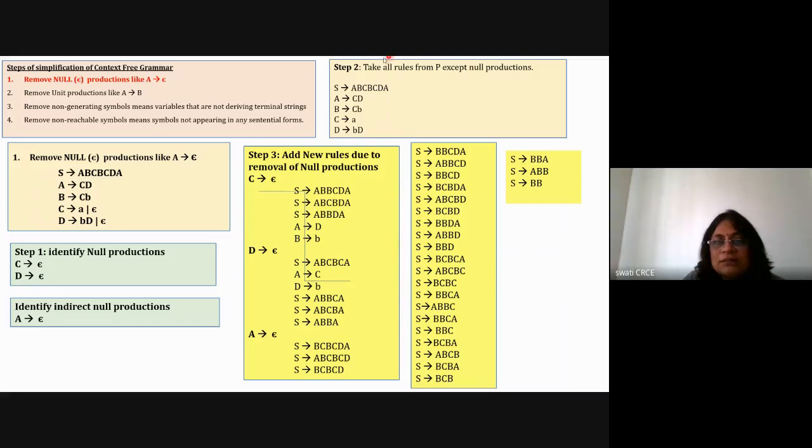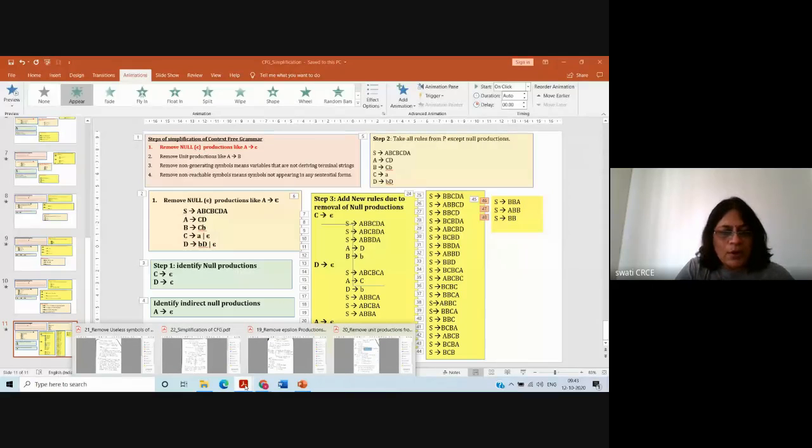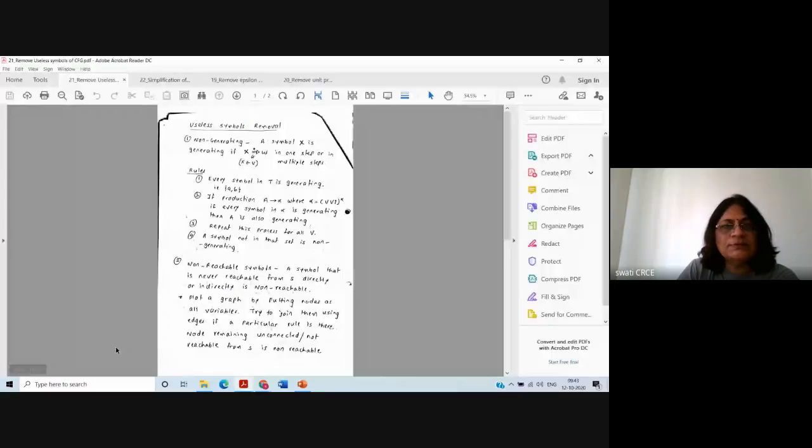Now to write the final answer, you combine all the rules. So combine all the rules of S together. But there you may find some duplicates. If there are any duplicates, then remove the duplicates and then write down the answer. Okay, but I don't think there is any duplicate here. Okay, so let's see now about removal of useless symbols.